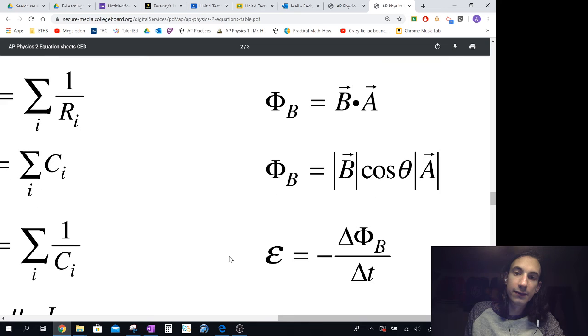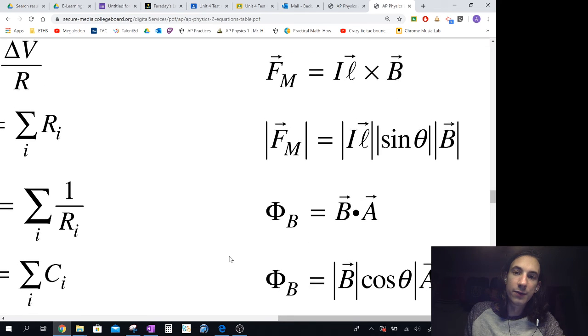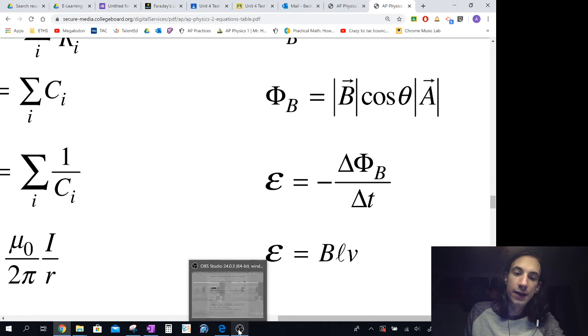And they won't ask you to do it, I don't think, directly. It's not one of our equations on the actual sheet.